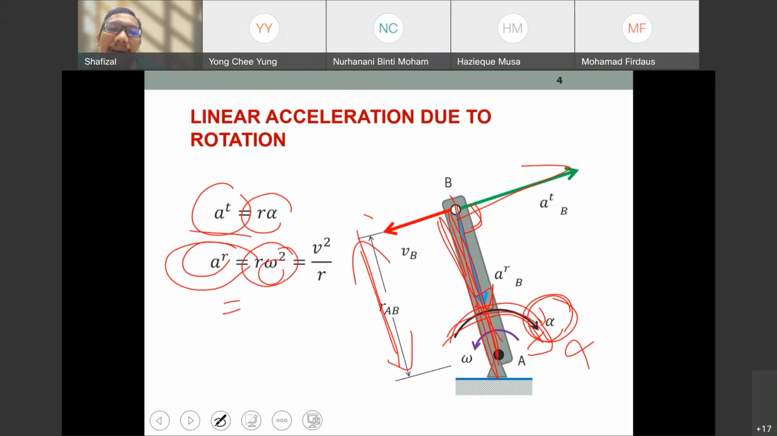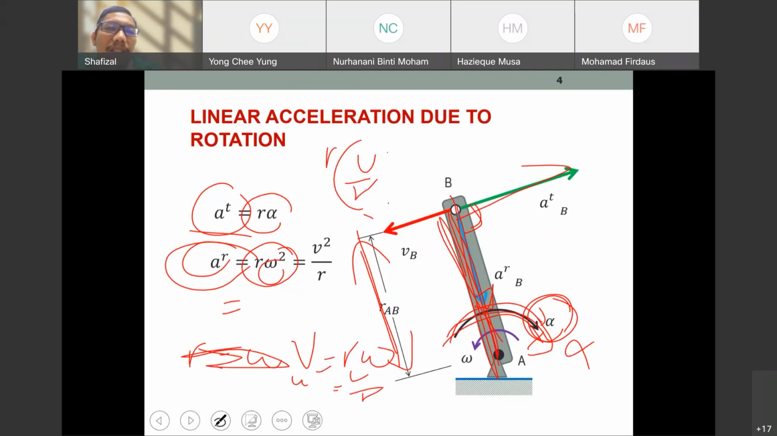Ataupun kita boleh juga put it, V sama dengan R omega, so omega sama dengan V bagi R. Put it here, V bahagi R kuasa 2, so R kuasa 2 kita matikan, tinggal lagi V kuasa 2 per R. So it could be like this. Just remember that for accelerations, kita ada in terms of tangential as well as in terms of radial. Tangential is equal to R kali dengan angular acceleration, and radial is R multiplied by omega, the angular velocity that we have done just now, kuasa 2. All right, so that is for linear acceleration.